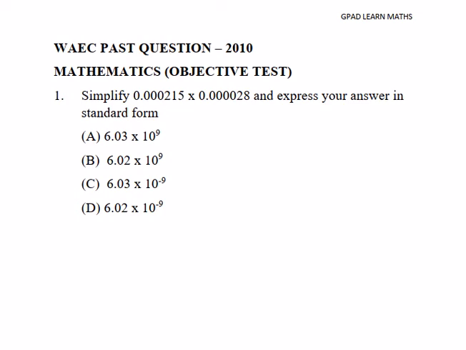Now, the very first question I have here is: simplify 0.000215 times 0.000028 and express your answer in standard form. Okay, so what I'm supposed to do here is to multiply these two numbers and get a number. So let's multiply these two numbers.